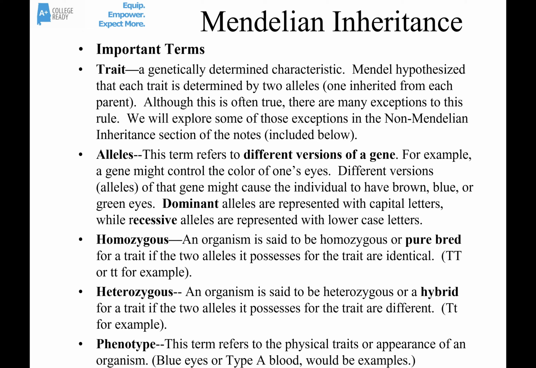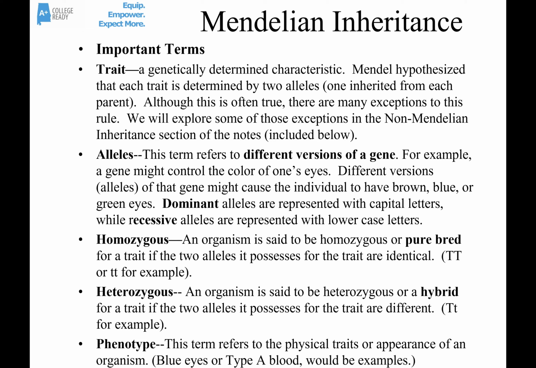An allele is simply different versions of a gene. For example, there might be a gene for eye color, but different versions of that gene might be for brown or blue or green. That's a little simplistic, but different eye colors. Dominant alleles tend to be represented with capital letters, while recessive alleles are represented with lowercase letters.